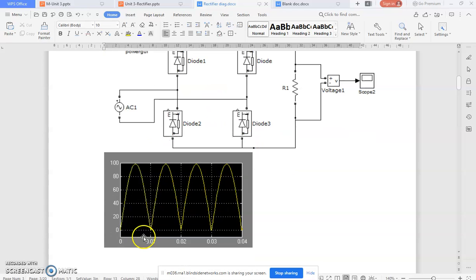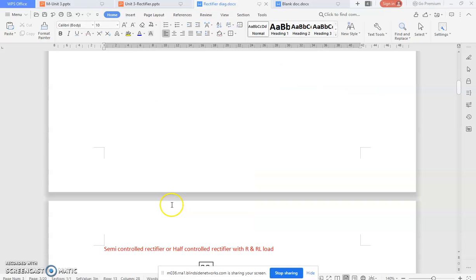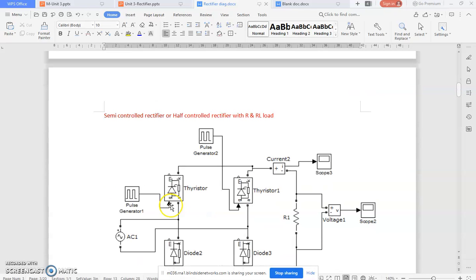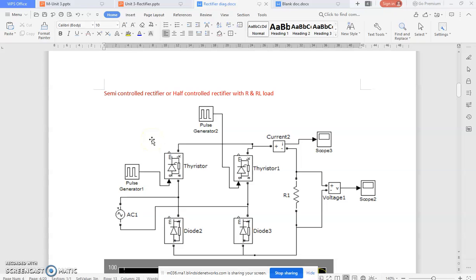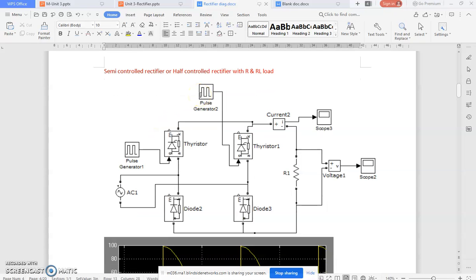It's a full wave. Full wave means one cycle: 0 to 180 degrees, and 180 to 360 degrees, you are going to produce output. That is full wave. In the full wave rectifier, you can see there are two major types. One is the semi-controlled rectifier, or half control rectifier. You can use an R load or an RL load. See here, there are two thyristors and two diodes.